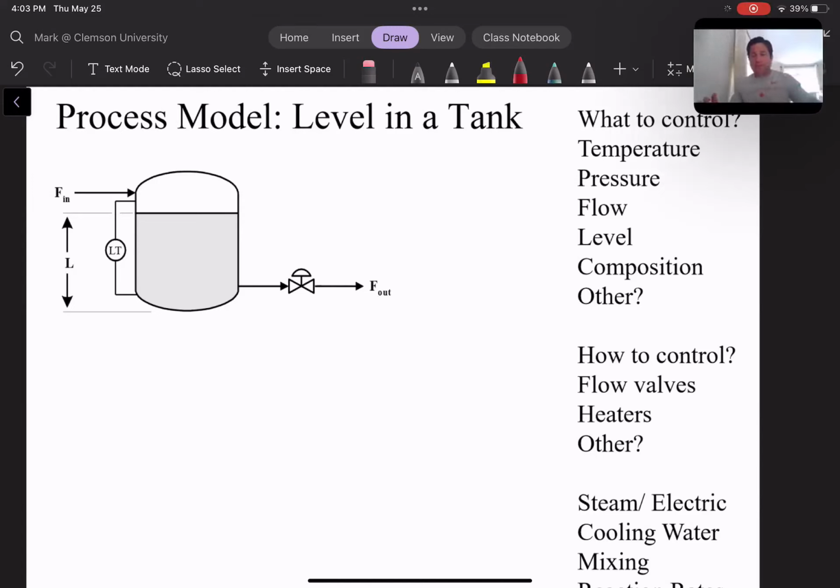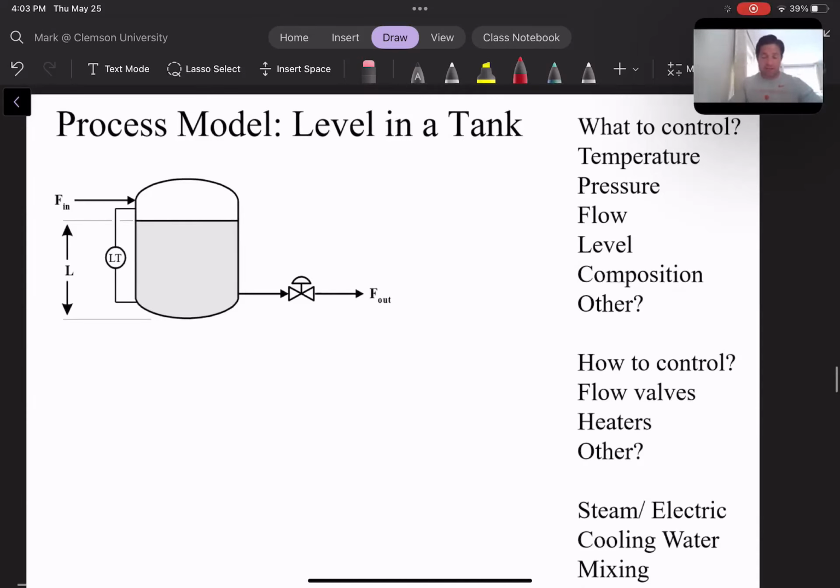All right, so we've covered actuators and sensors. So now let's go through a couple models for processes. The first model that we'll look at is the level on a tank. So draw the system, it's shown here. We have flow in, we have flow out, we have a valve, which means we're probably going to control the flow out, but we could control the flow in, doesn't matter.